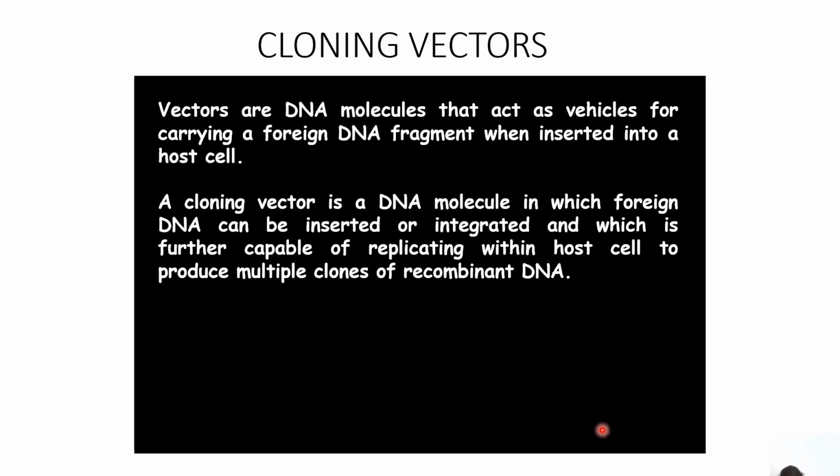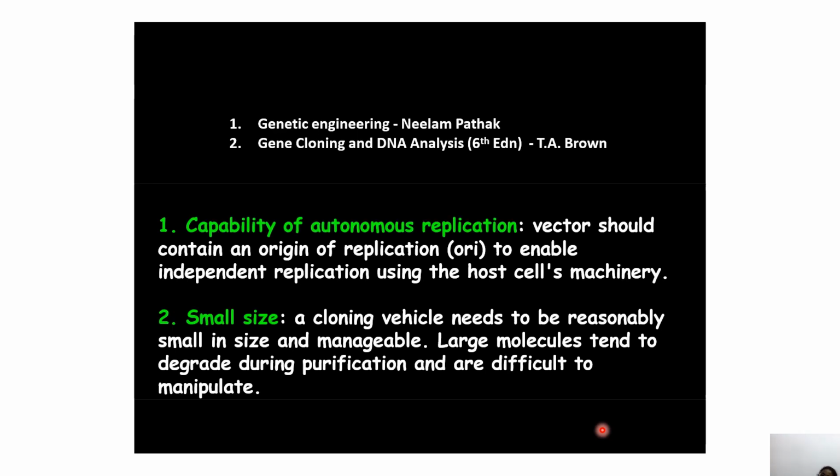So, if you start from the beginning, we have discussed this a number of times, but again, vectors are DNA molecules that act as vehicles for carrying a foreign DNA fragment when inserted into a host cell. So, plasmids are also vectors, right? So, a cloning vector is a DNA molecule in which foreign DNA can be inserted or integrated and which is further capable of replicating within host cells to produce multiple clones of recombinant DNA.